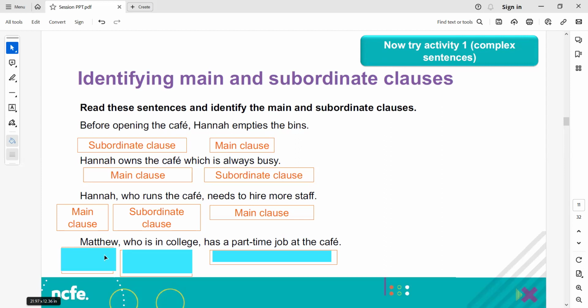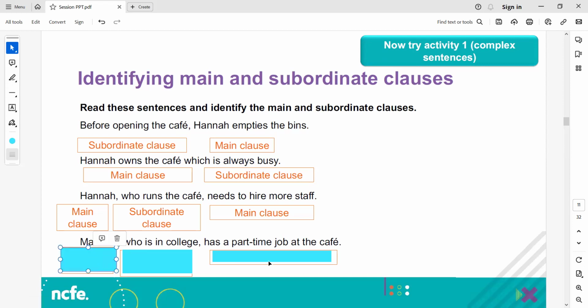So again, we've got commas, which indicate the main clause has been split. So who can tell me what the main clause is in that sentence? Matthew has a part-time job at the cafe. Excellent, thank you. Matthew has a part-time job at the cafe. Good. So that's a split main clause.